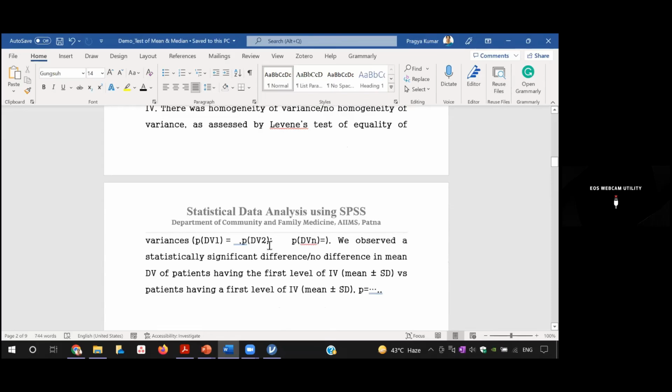So we observed a statistically significant difference or no difference. There can be a difference, but it was not statistically significant, like we have seen with the first three examples, in the mean value of the dependent variable. That means whatever continuous variable you are taking, of patients having the two categories of the independent variable that you have to write.